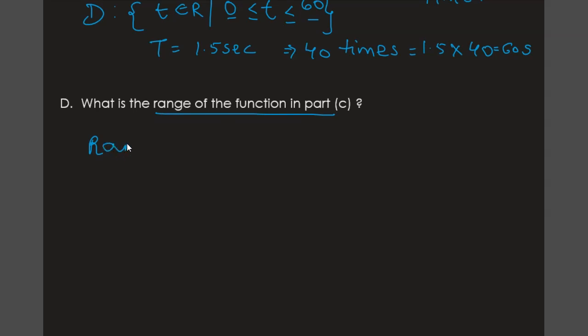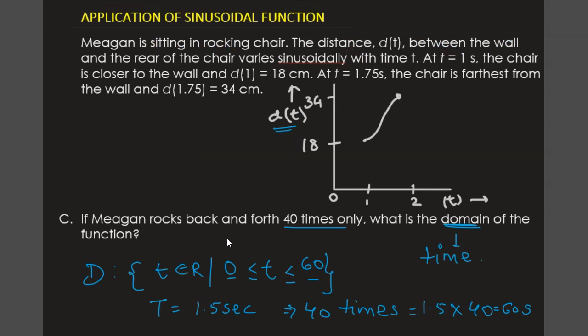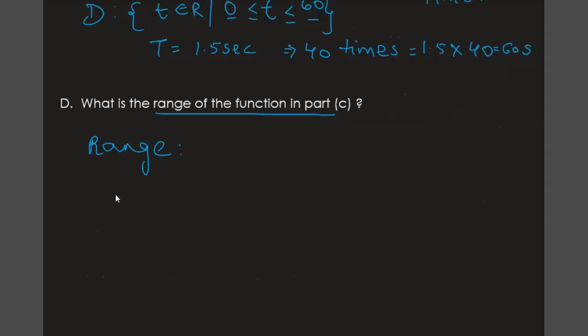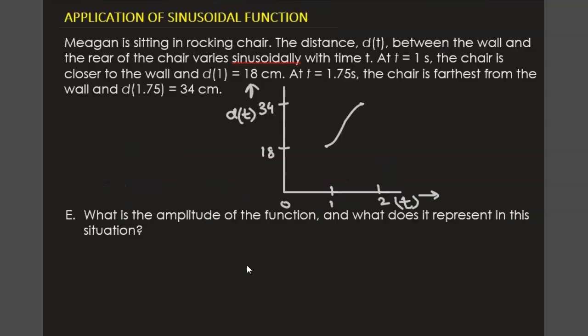Because range represents the y value, and in this scenario, your y is a distance. The chair goes from minimum distance of 18 to maximum distance of 34. And the cycle, if continues, would keep on going like this. So your range means your y value, the minimum limit is 18 and the maximum limit is 34. Therefore, our range is d(t) belongs to any real number where the minimum distance is 18 and the maximum distance is 34. Let's go to the next problem.